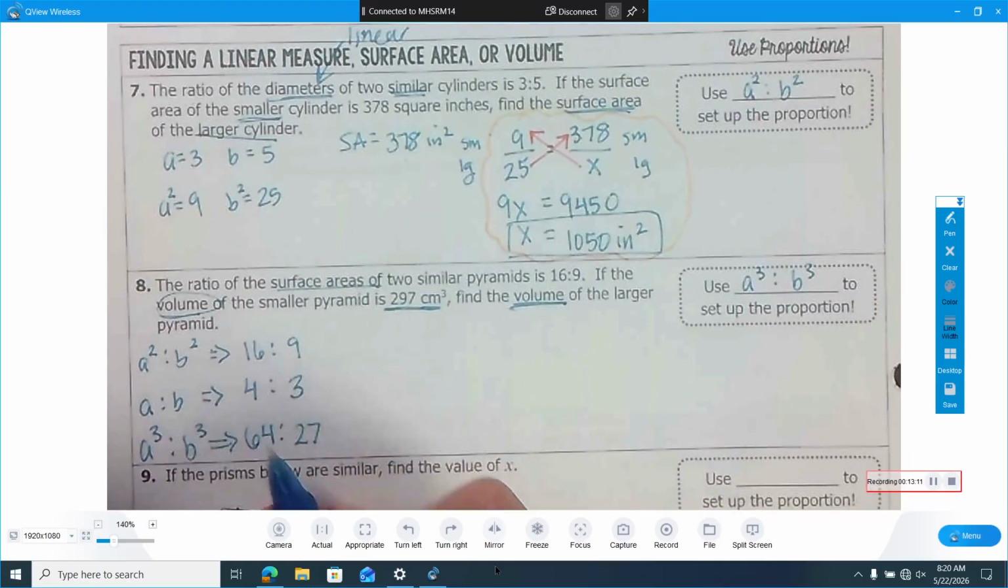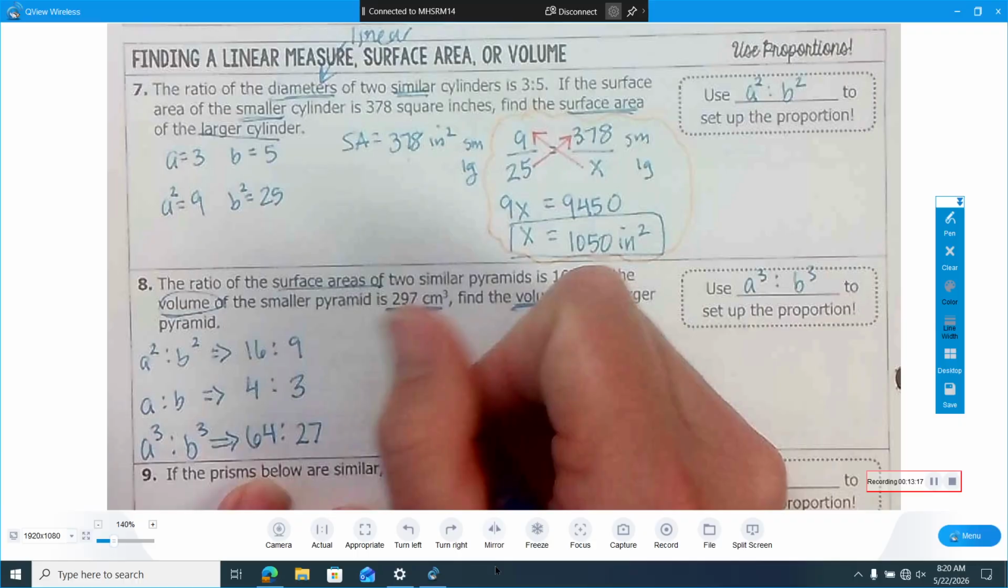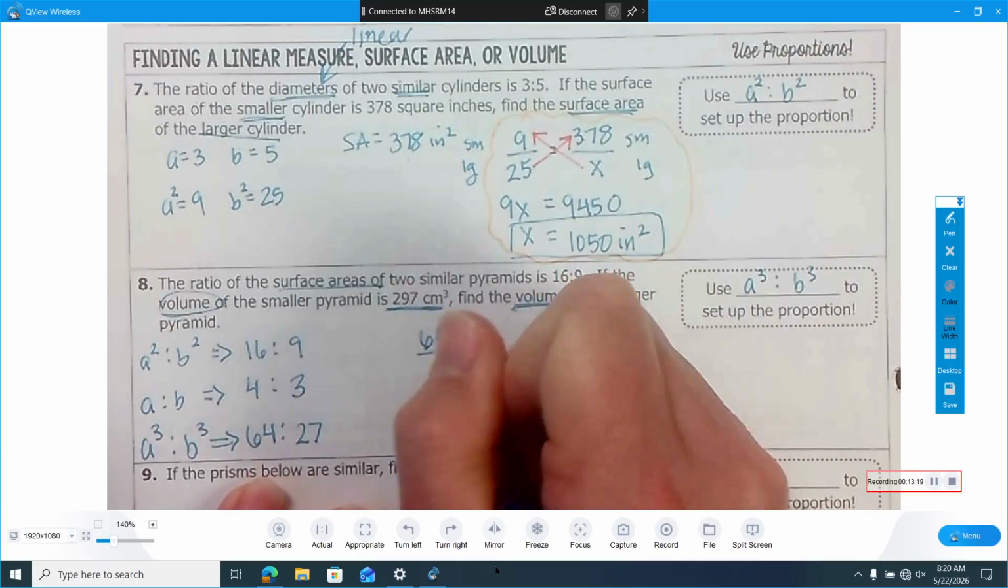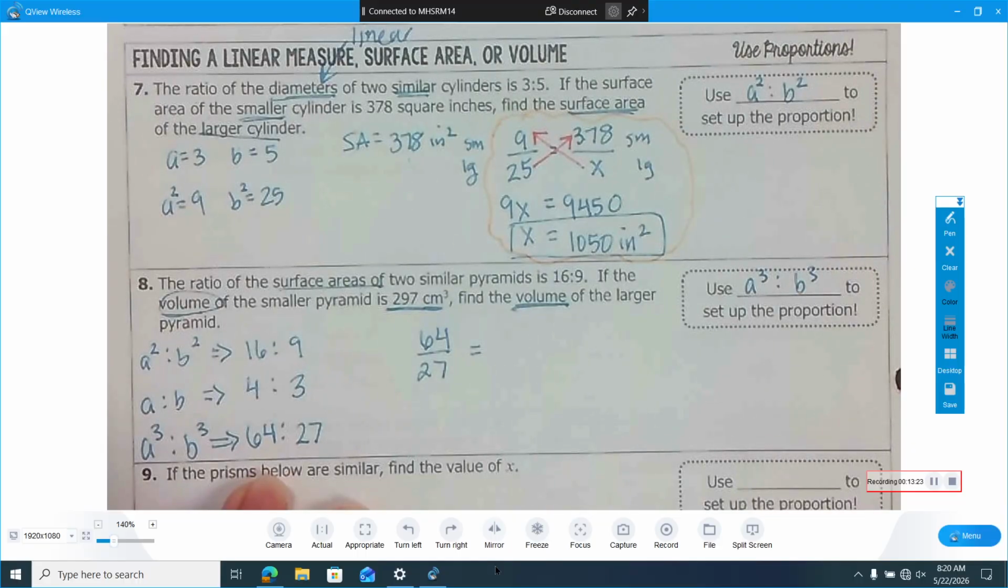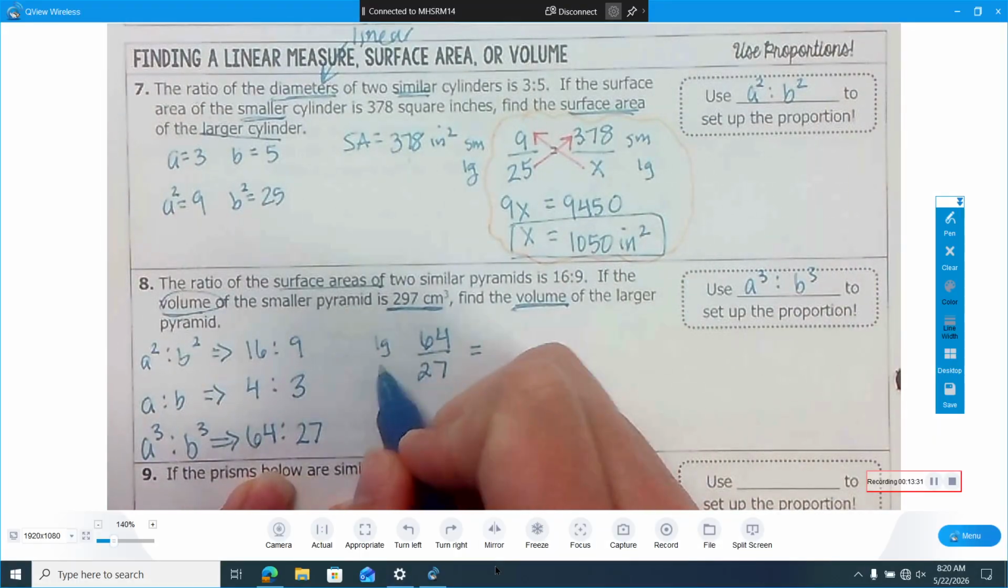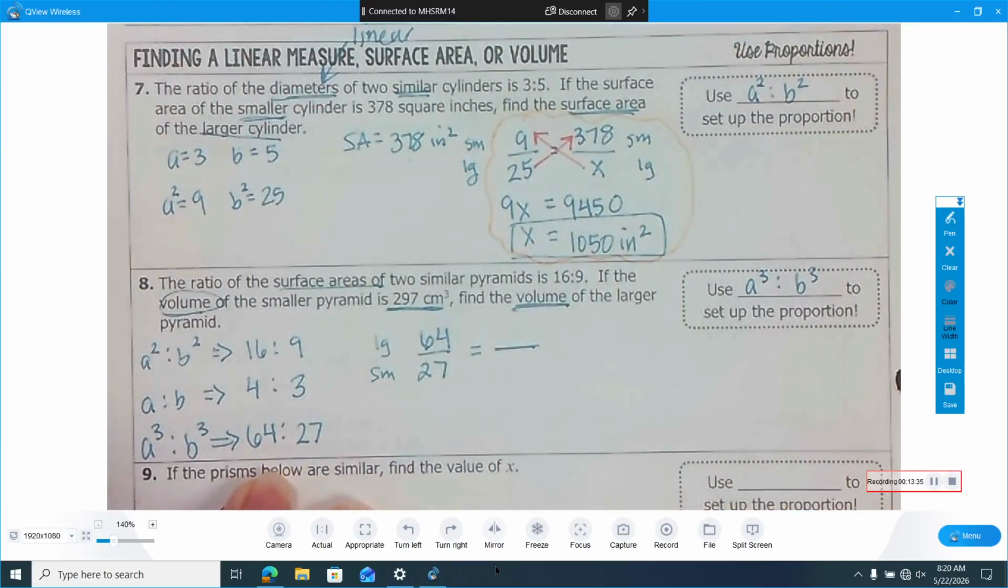All right, so we get to use this ratio. I'm going to set this up 64 over 27. So there's my scale factor cubed. Now you'll notice, how is this organized? Big over small, large over small. So how do I set up my other side here?